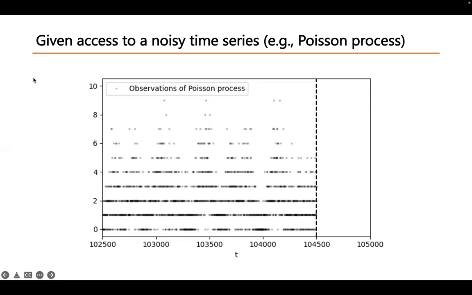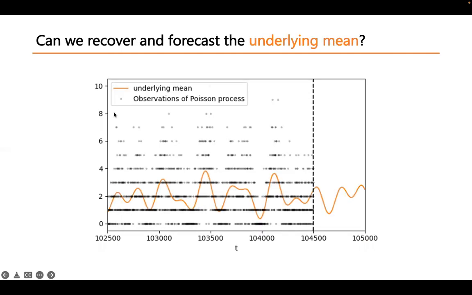So the canonical problem we're going to try to tackle in this talk is of time series analysis. In particular, imagine you have data coming from a Poisson process, and you only get to observe integer observations, as seen here. Here, the y-axis are different integer numbers, and the x-axis is this Poisson process developing over time. Given this kind of data, can we recover the underlying mean and then forecast the underlying mean? Those will be the two tasks that we focus on.